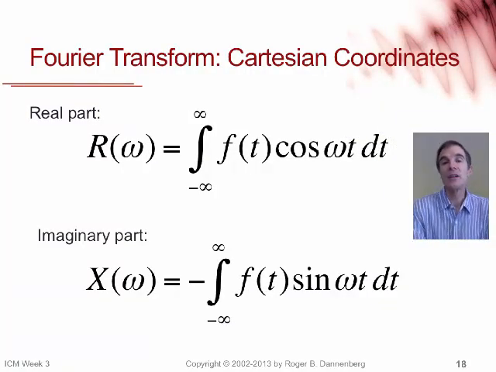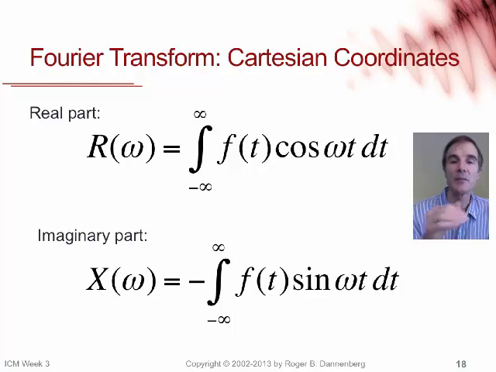The way it's expressed here, there are two functions. There's the real part and the imaginary part, and that's because at a given frequency, you not only have an amplitude, but you have a phase. So there are really two parameters, so we need two functions.